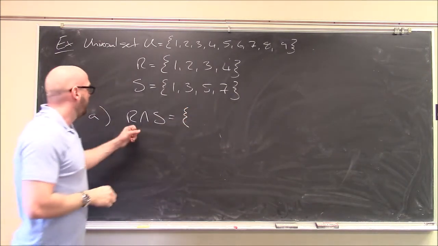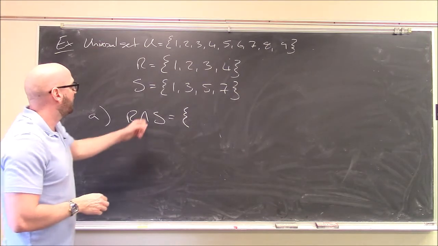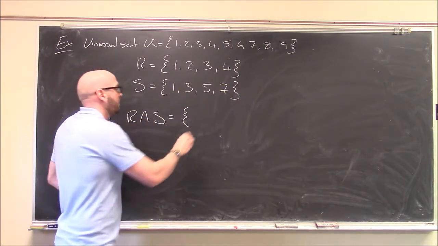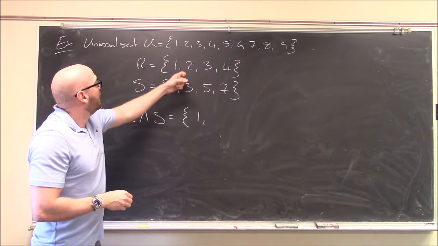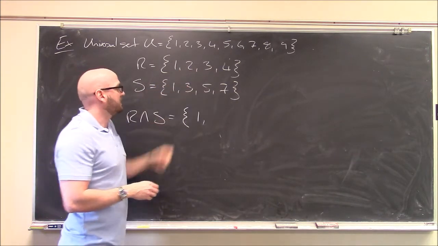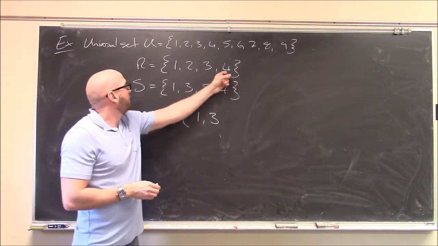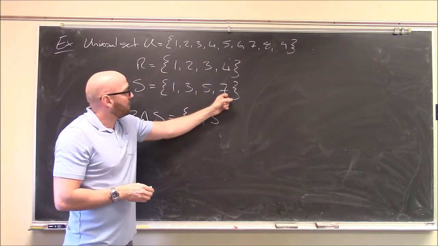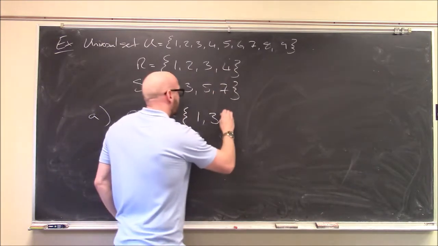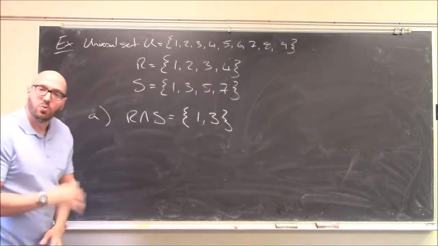This is asking what elements are in R and in S simultaneously. Well, 1 is in both of them, so we've got 1. 2 is not in both of them. 2 is in R but not in S. 3 is actually an element of both of them, so 3. 4 is in R but not in S, and then 5 and 7 are in S but not in R, so the intersection is just these two numbers. It's the set consisting of the elements 1 and 3.